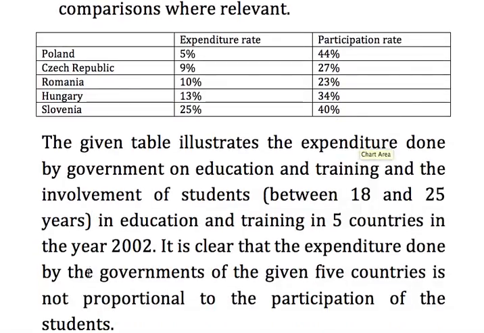and it is clear that the expenditure done by the governments of the 5 countries is not proportional to the participation of the students. Now see here, this is the expenditure done. This is 5%. The participation is much more. You can see here the expenditure is the maximum. The participation is still 40%. So there is no relation between the expenditure done and the participation. So I've written that expenditure done by the governments is not proportional to the participation.